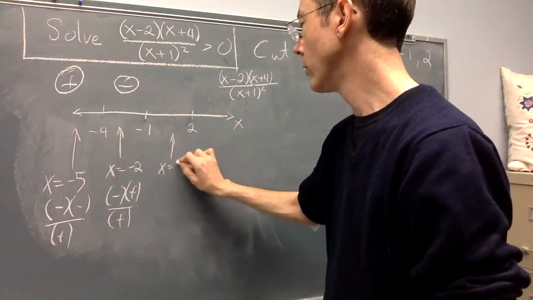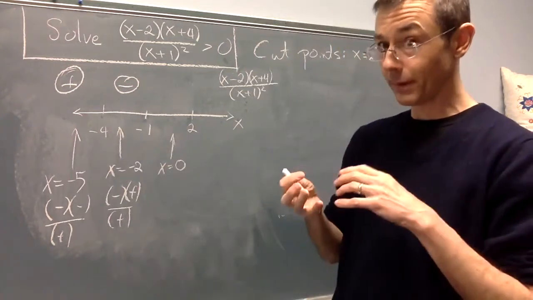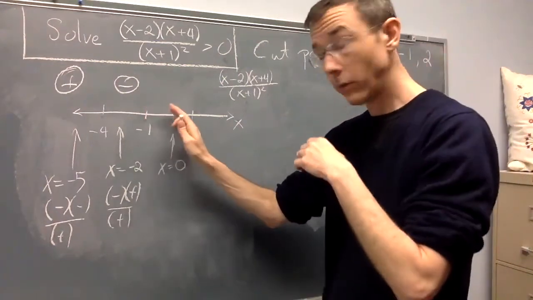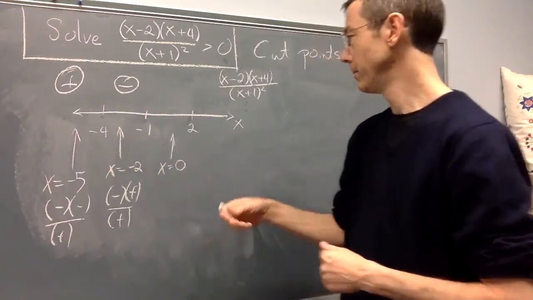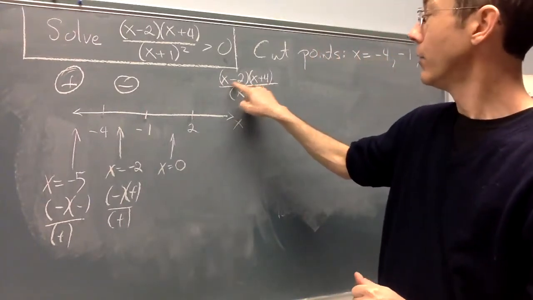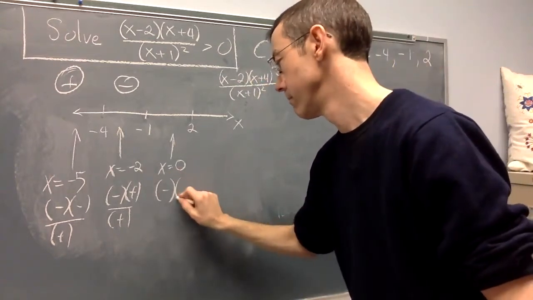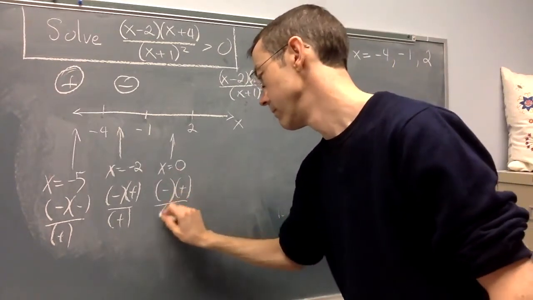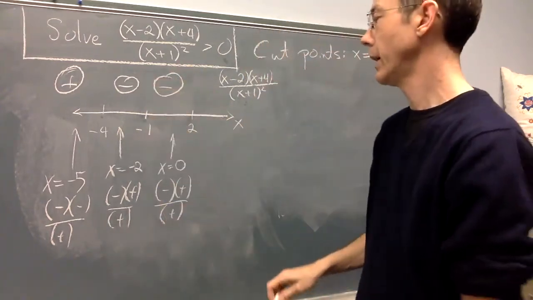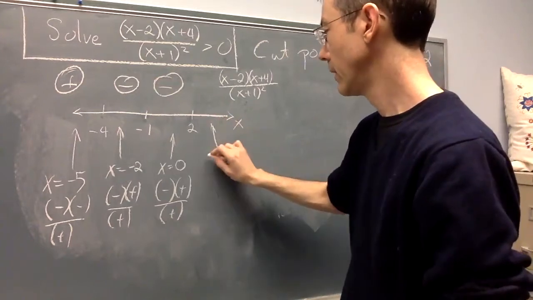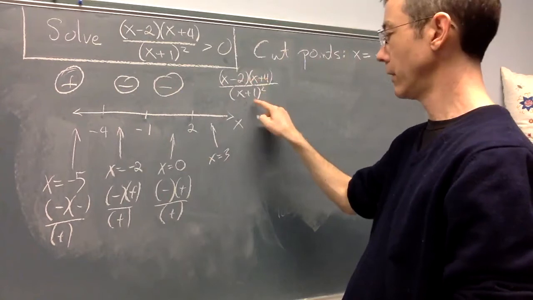Let's do x equals 0 in this third interval. I'm trying to pick points that are as gentle as possible when I plug in. Any value in here would do. We may as well pick round numbers. 0 is as round as they come. Negative, positive, positive. Okay. Finally, x equals 3, positive, positive, positive.